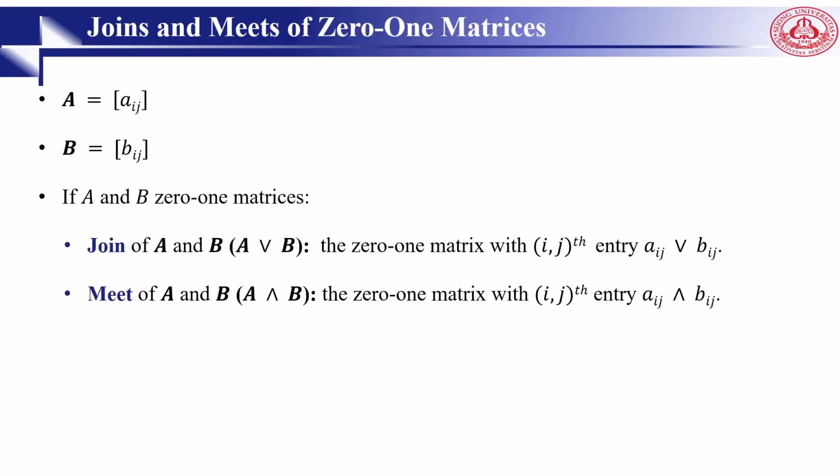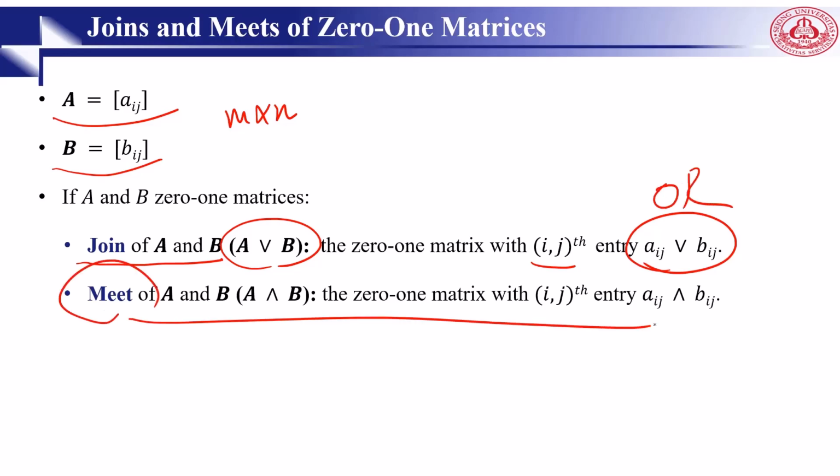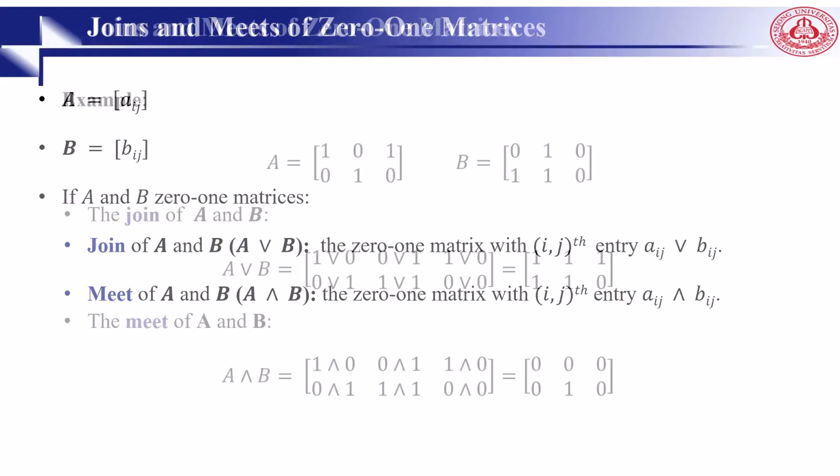The next one is the join of 2 matrices and the meet of 2 matrices. If we have A, which is composed of aij's, and another matrix B, which is composed of bij's, and they are m by n 0, 1 matrices because they have only 0 and 1, then we define the join of A and B, or you can say A or B, as the 0, 1 matrix with entries aij OR bij. The same in meet, we do with AND. Simple, right? The meet and join.